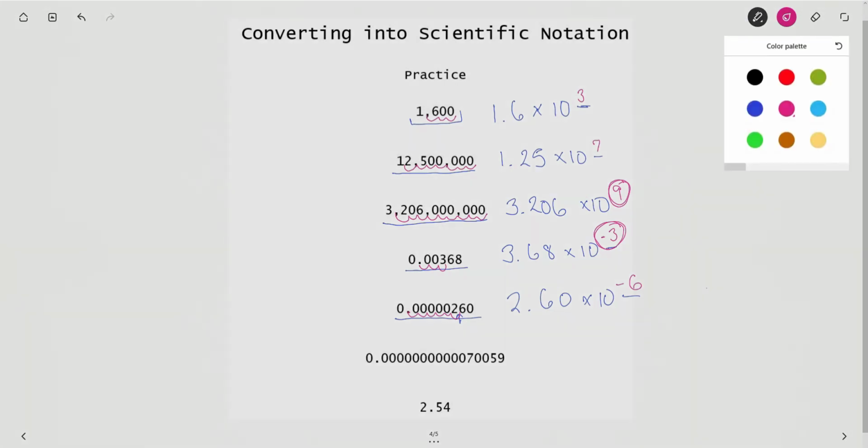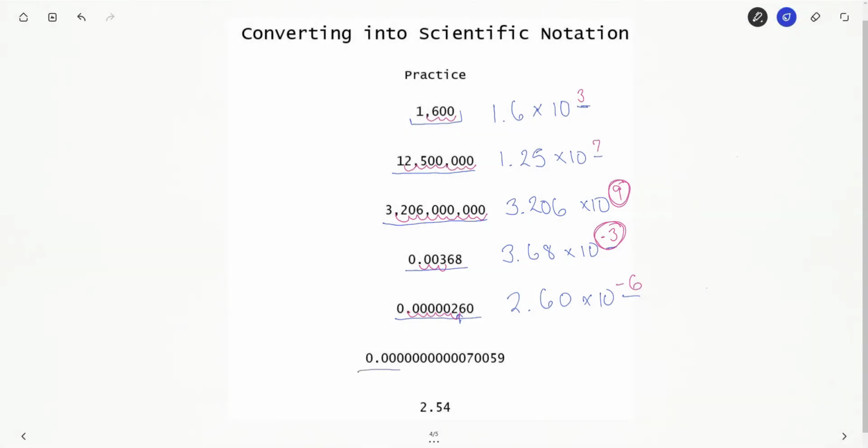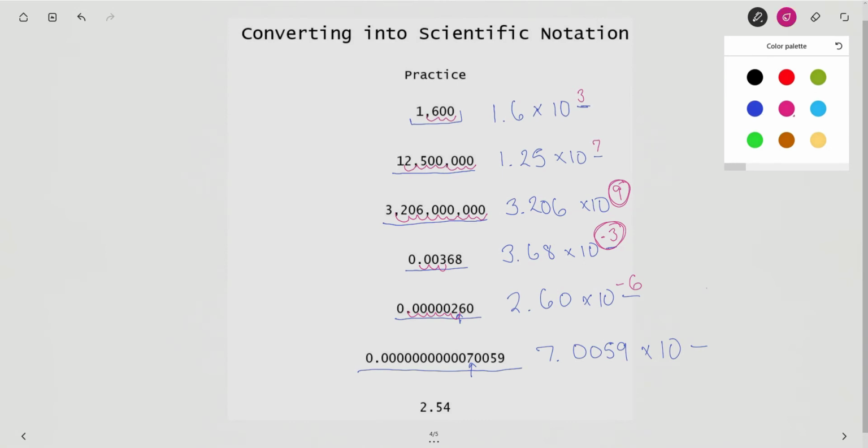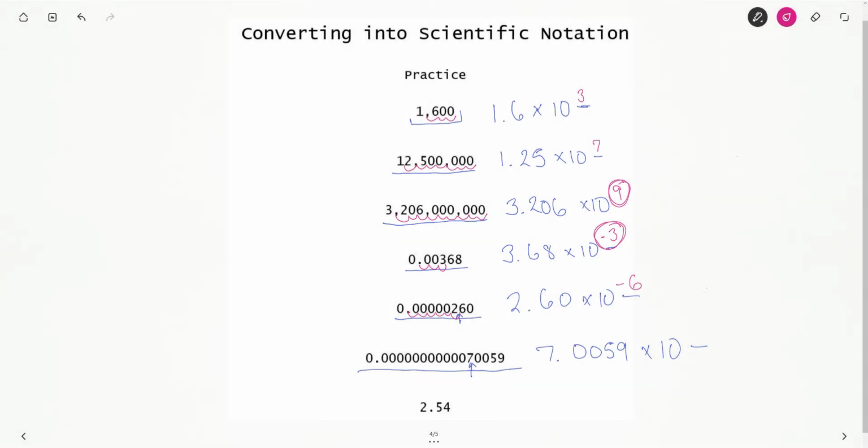Okay, last really small number, my last example here. Again, I know my decimal needs to go to the right of that 7. So that's going to be 7.0059 times 10 to the, oh boy, it's going to be a lot of counting here. Okay, so we're starting here. 1, 2, 3, 4, 5, 6, 7, 8, 9, 10, 11, 12. Whew. That is to the negative 12th.